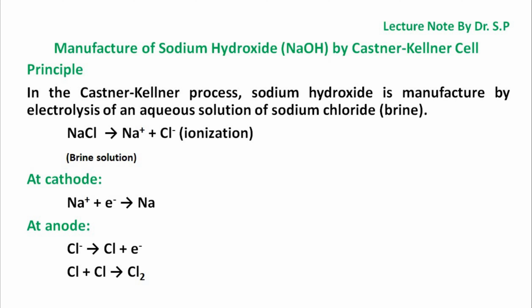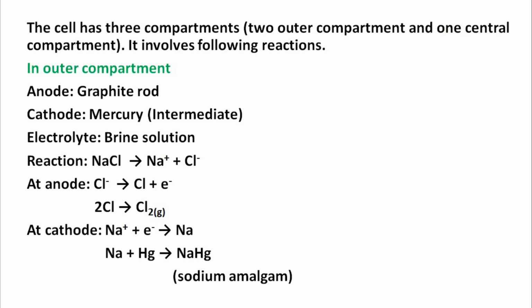At cathode, sodium cation Na+ takes an electron to form sodium, and at anode chloride Cl- ion forms chlorine, liberating one electron. This chlorine reacts with another chlorine to form chlorine molecule Cl2 as shown in the reaction. The cell has 3 compartments, 2 outer compartments and 1 central compartment.